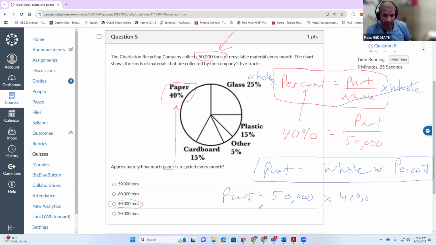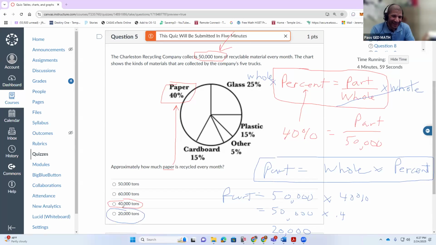We change that to a decimal, so 50,000 times 0.4. Okay, now if you want to do this mental math, 5 times 4 is 20. So the proper answer would have been 20,000.